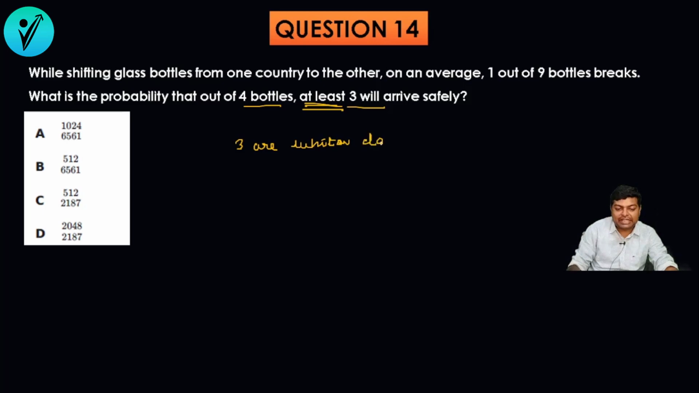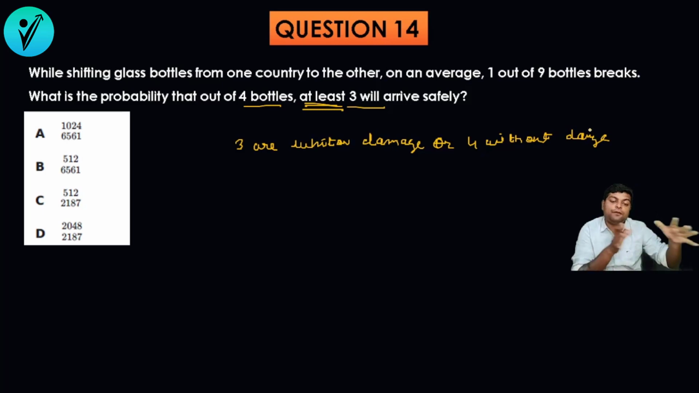Without any damage, I'm writing 3 without any damage, or 4 without any damage. Both will work. 3 without damage or 4 without damage, both are okay. Now see, if there are 4 bottles, 3 are okay and 1 is a damaged one.